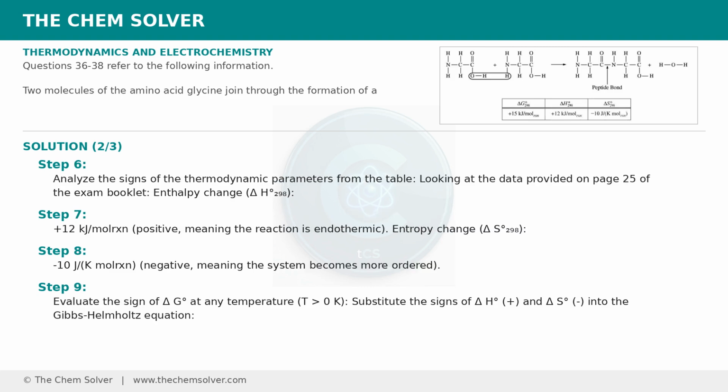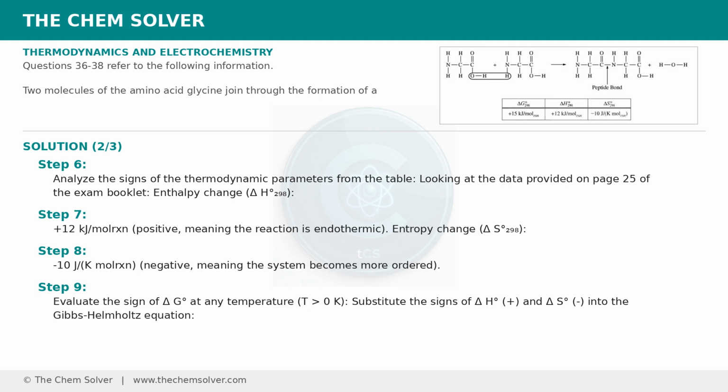Analyze the signs of the thermodynamic parameters from the table. Looking at the data provided on page 25 of the exam booklet: enthalpy change, delta H degrees 298, plus 12 kilojoules per mole of reaction, positive, meaning the reaction is endothermic. Entropy change, delta S degrees 298, minus 10 J/K per mole of reaction, negative, meaning the system becomes more ordered.